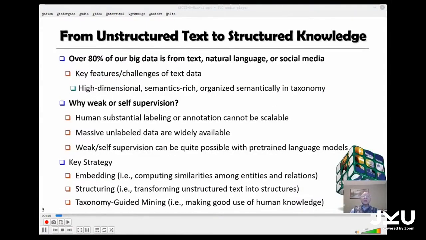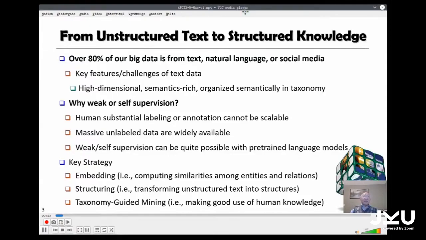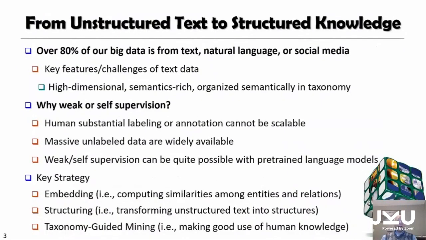First, we are facing very massive big data. However, 80% of big data actually comes from text, natural language, or social media. The major challenge is that it is high dimensional and semantically rich, but it's organized semantically in a taxonomy. How can we use this kind of characteristic?